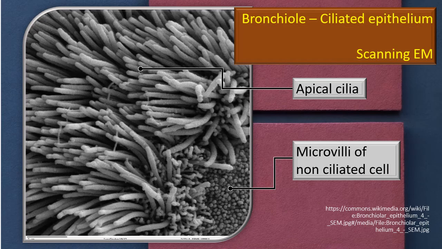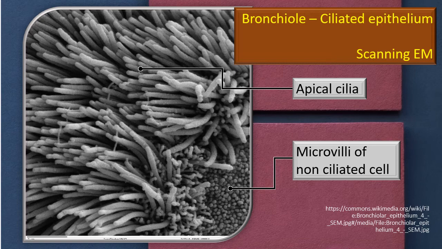Next, this is a scanning electron microscope image showing the ciliated epithelium of the bronchiole. Most of the epithelium that you see in this scanning EM view is actually the apical surface of the cells. Therefore, the cilia of these cells are very clearly visible. Remember, at this stage in the bronchiole, we are still at the pseudostratified ciliated columnar epithelium. Now, those cilia are very clearly seen.